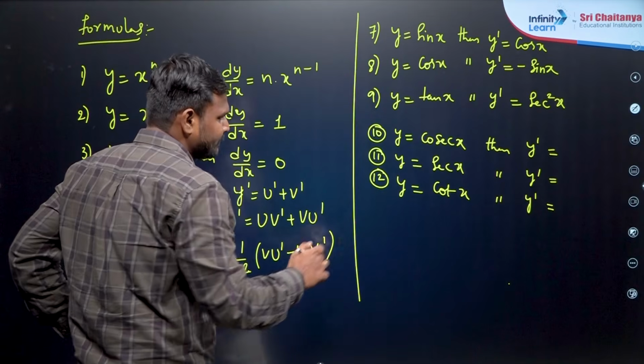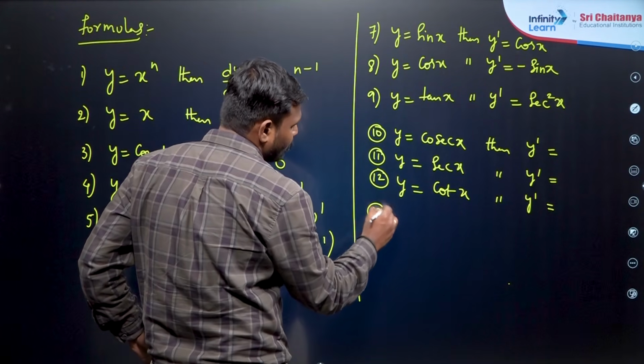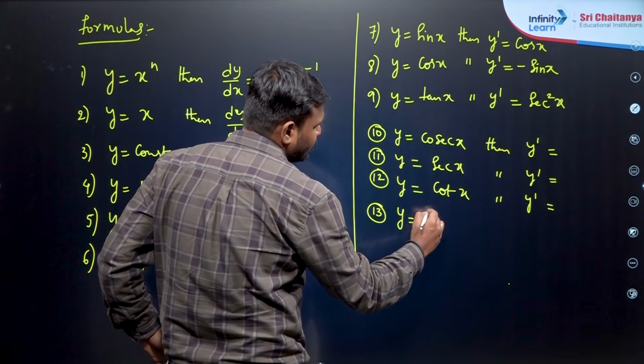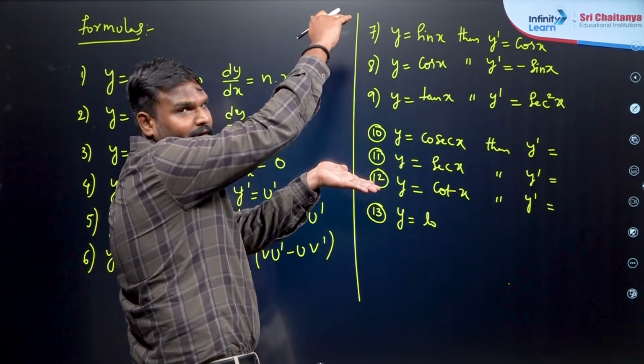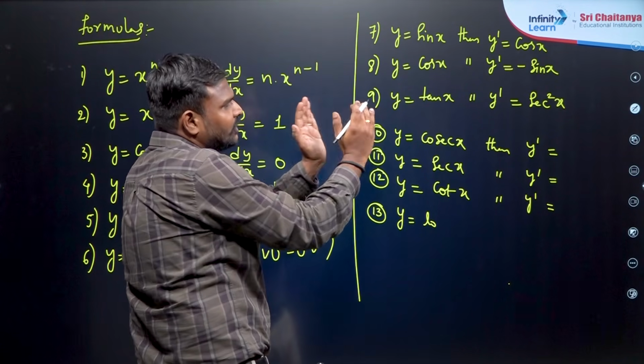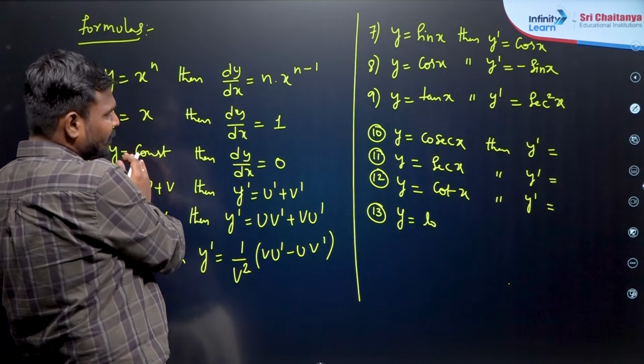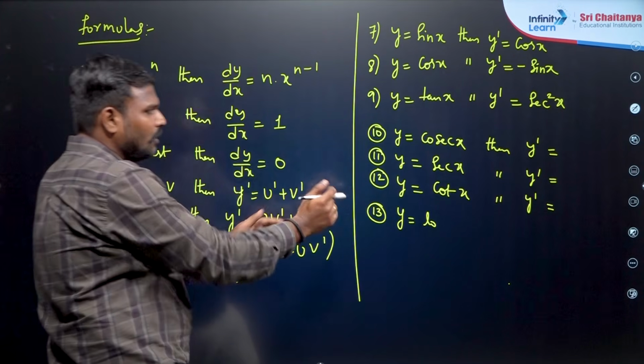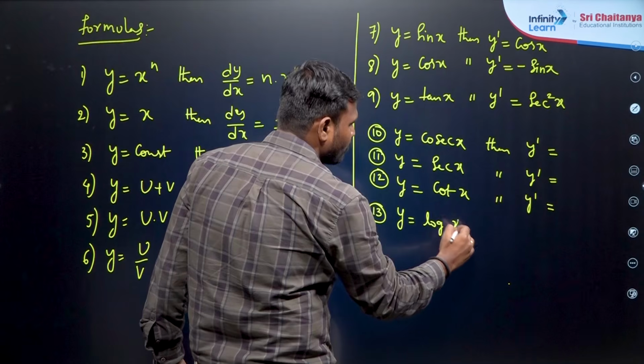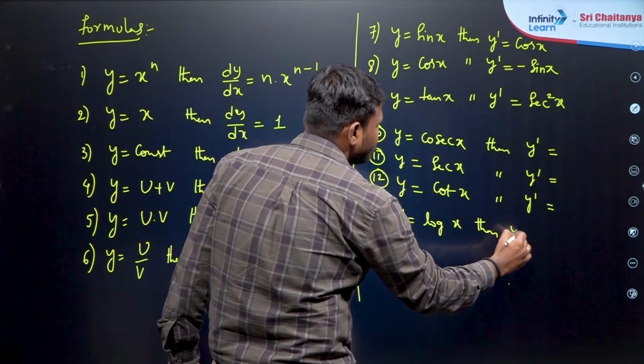Okay. Next, we have also seen logarithm. These are all formulas for trigonometry. We have to keep it in mind: trigonometry functions and their derivatives, algebraic functions and their derivatives. Logarithmic function and its derivative is what, sir?